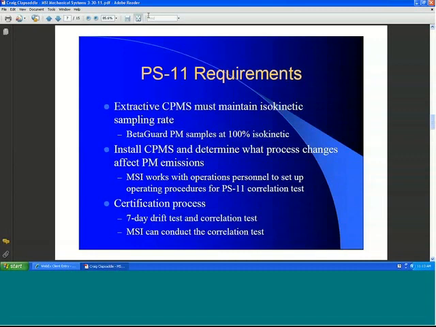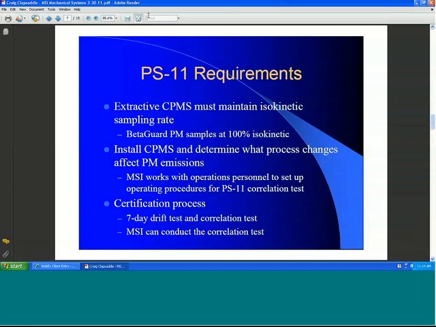PS11 tells us that if you have an extractive continuous particulate monitoring system, which our BetaGuard is, that you must maintain an isokinetic sampling rate. The BetaGuard samples at 100% isokinetic, so we meet that requirement. PS11 says that you're supposed to install your continuous particulate monitoring system and determine what type of process changes affect particulate emissions. And that's so that you can set up your correlation test plan and get the different particulate concentrations that are needed. We work with your operations personnel to set up those operating procedures for the PS11 correlation test.